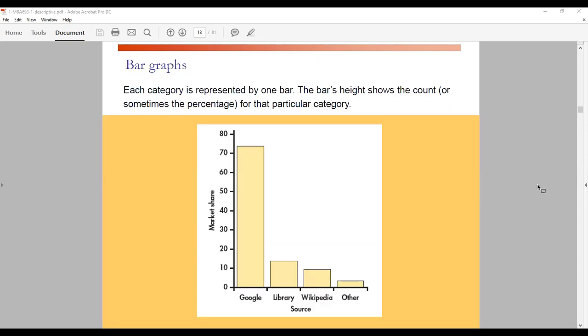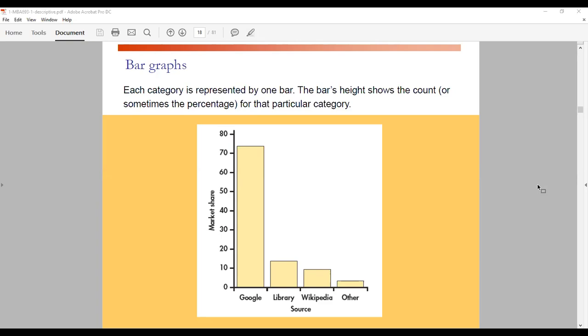Bar graphs, you've seen this a million times as well. You can see that the bar on the left-hand side, Google, has a greater market share than the library or Wikipedia or others. I'm not sure who goes to the library anymore besides me. The physical library, that is. Perhaps I like the aesthetics of the books and so forth, but you can see that it's been part of the vernacular for the last 10 years or so. Someone asks a question, well, just Google it.